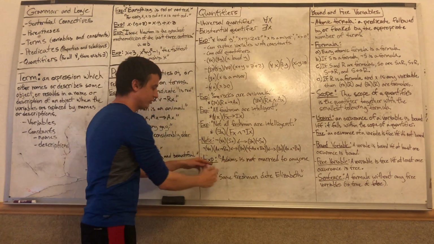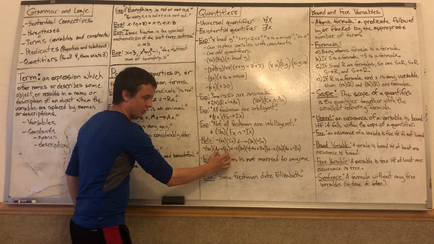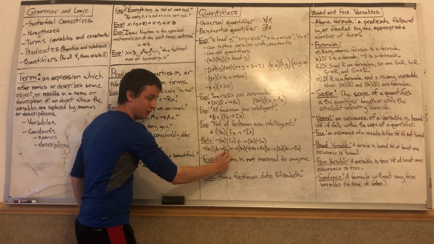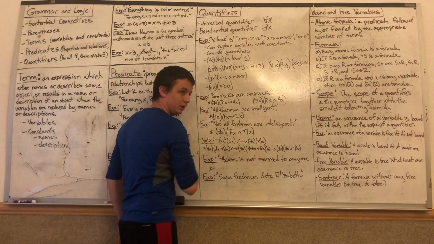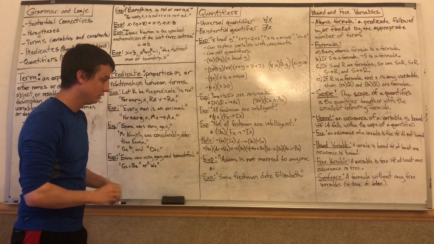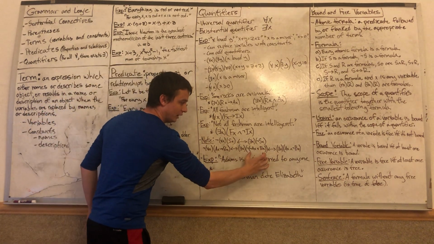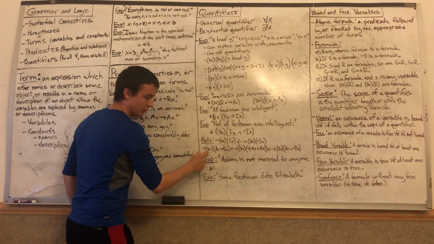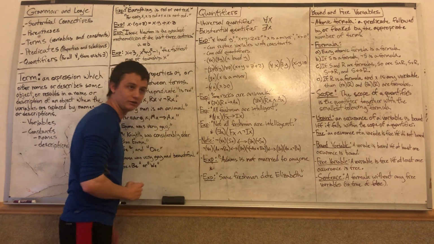Now notice I did a jump here. Another way that we can interpret A implies B is not A or B. So here's the implication, and then I do the same thing: move the negation inside, switching the for all to there exists.